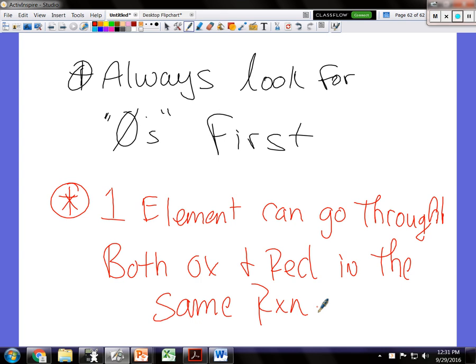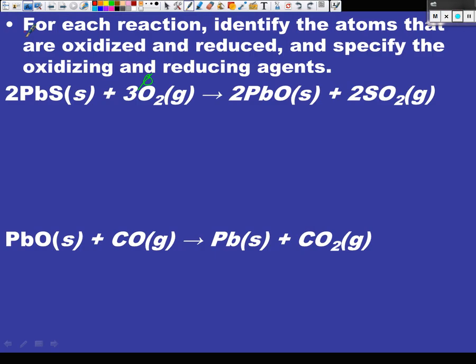It does not happen in this case, but it's possible. We'll see one later on where that does come to fruition. Okay? All right, so we know that PbO, so my first question is, is this neutral or charged? Neutral, set it equal to 0.